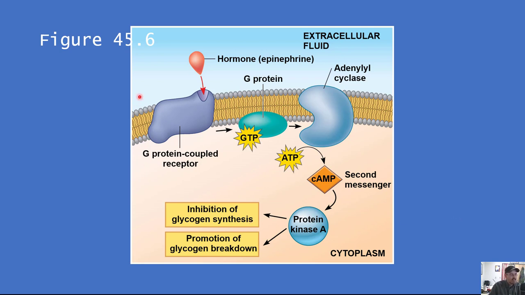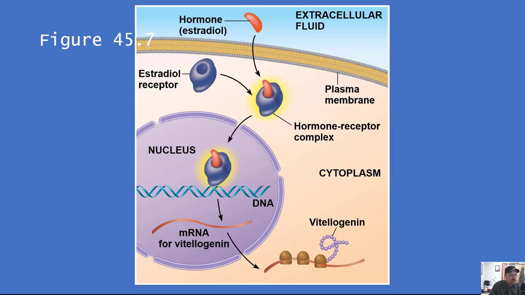And what happens at the end of this? Adrenaline stuck here, glycogen stops being formed, and instead we break glycogen down, releasing glucose into the blood so your cells have lots of extra energy to do what they need to do. So lots of interesting things going on there.